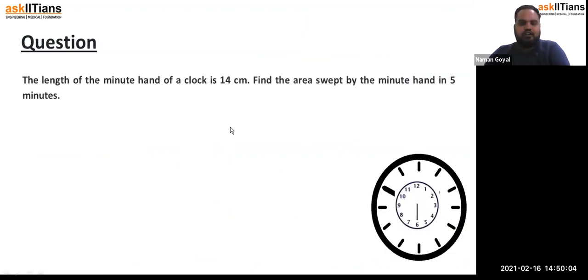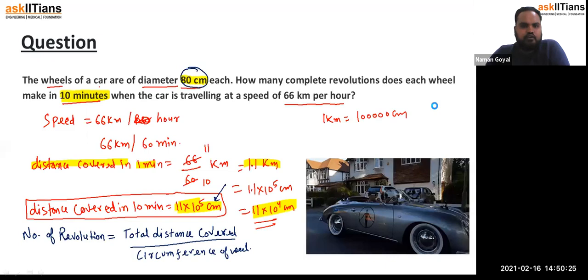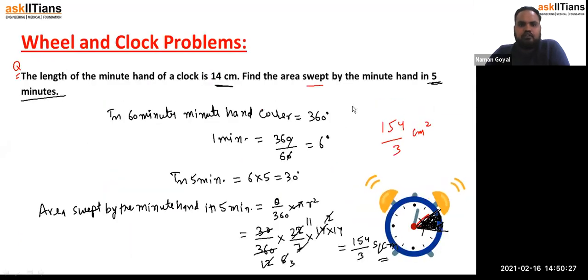Okay. Now the next question. As I told you, in this lecture we are going to do some questions which are related to clock or wheel only. Okay, now see. The length of the minute hand of a clock is 14 centimeter. Find the area swept by the minute hand in 5 minutes. Let me check. I think we already did this question. Yes, we already did this question, right?